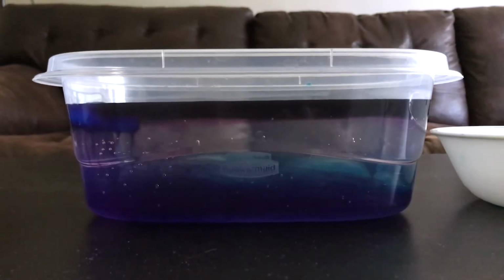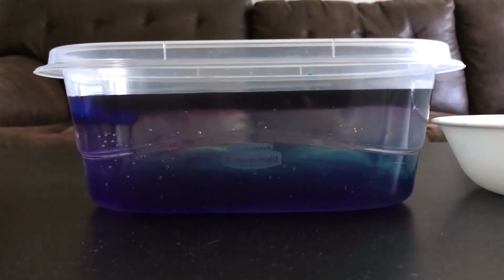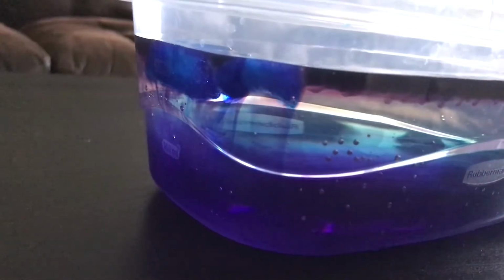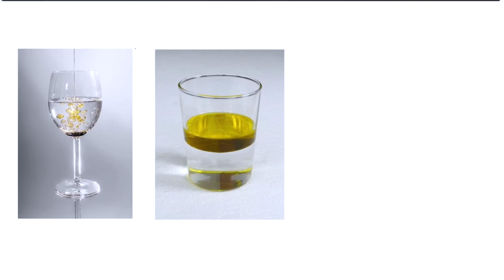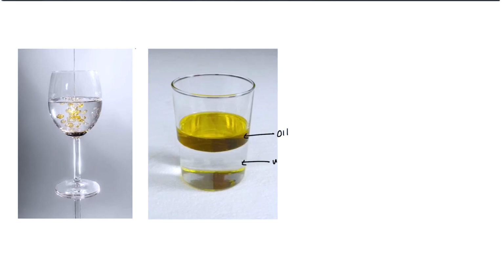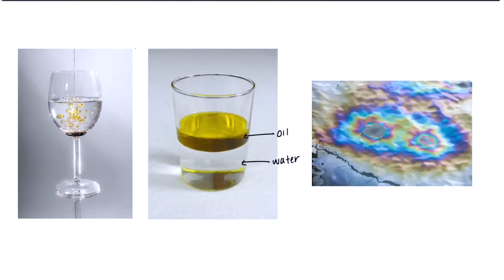So after a while, you should start to see layers forming. From the side, we can see 3 distinct layers, with the purple at the top, the blue at the bottom, and the clear layer in the middle. Have you ever seen a slick of oil on water? It kind of looks like a rainbow. Well, that's oil floating on top of water.